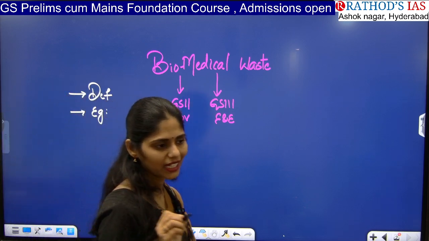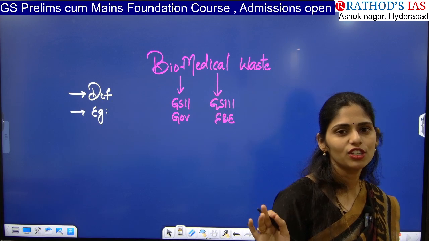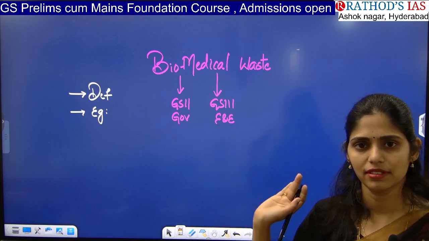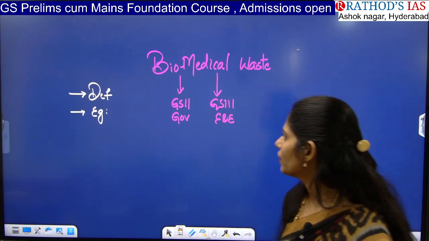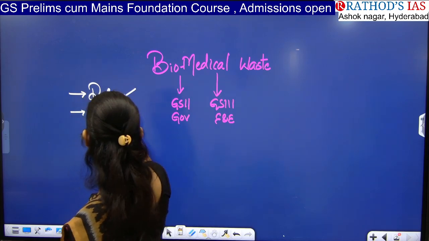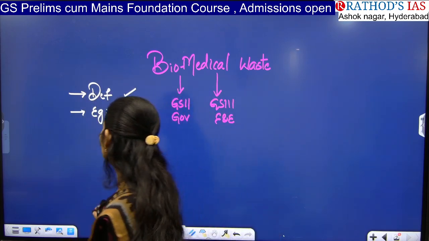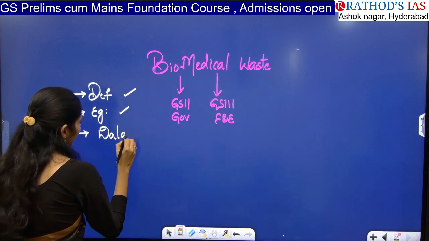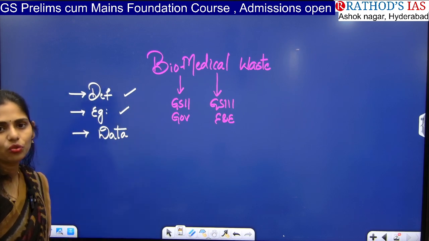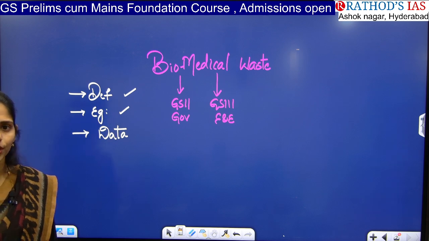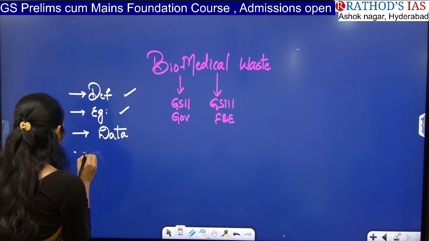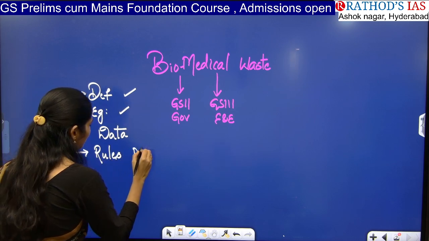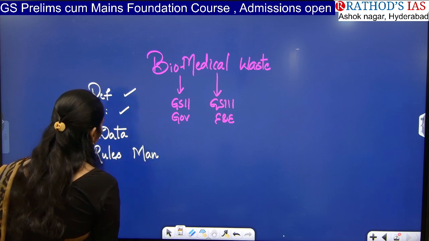Because if you want to write any answer regarding this, obviously you will start writing with a definition, and you have to give certain examples in the definition part. So for that you have to know about the definition as well as some examples. After this, if possible, you can collect some data regarding biomedical waste management in India, how it is going on. And next one is you have to see whether there are any rules regarding management of this biomedical waste.